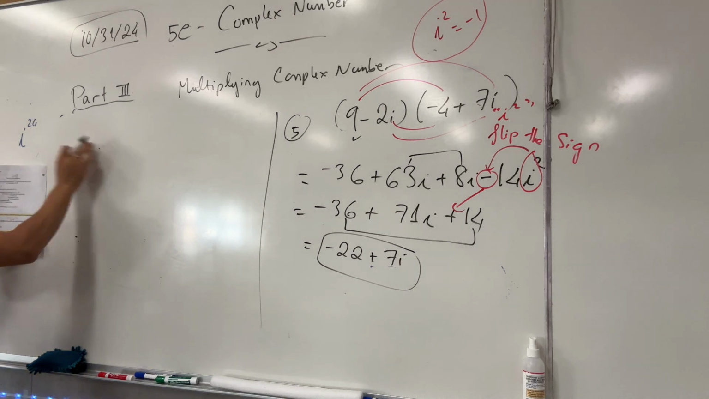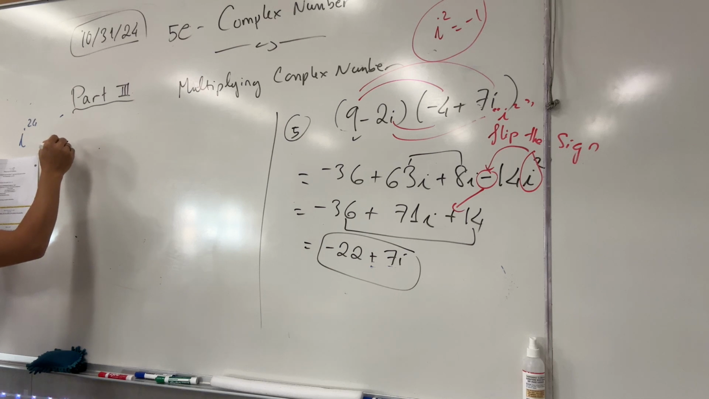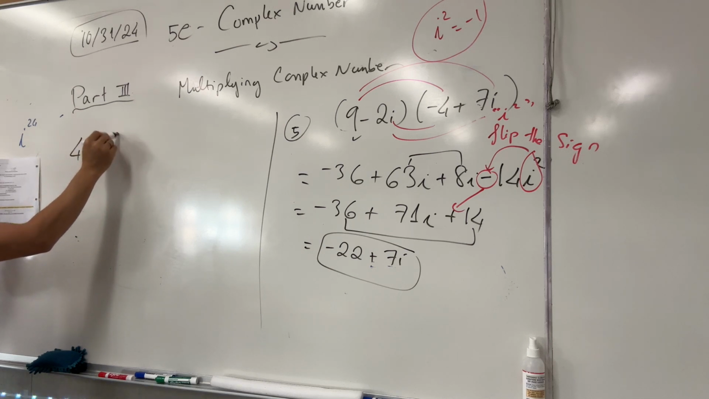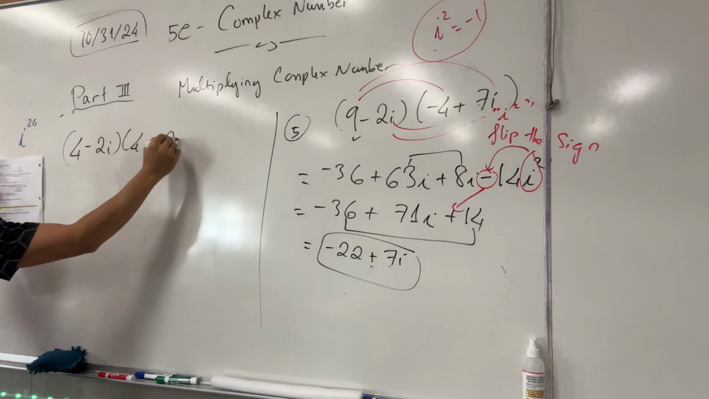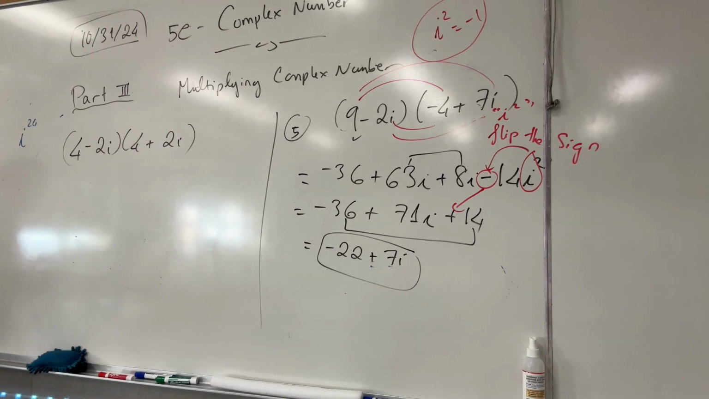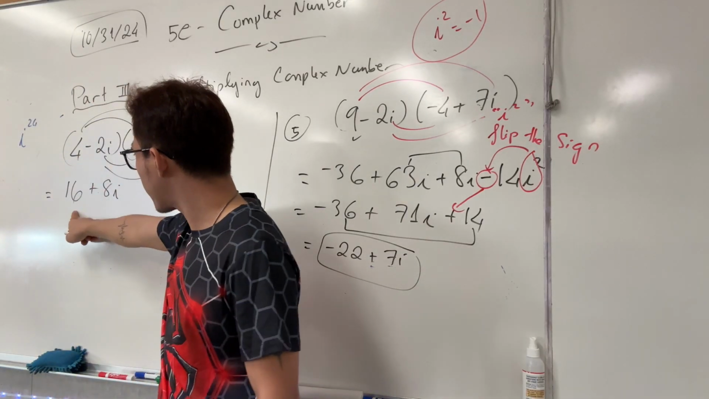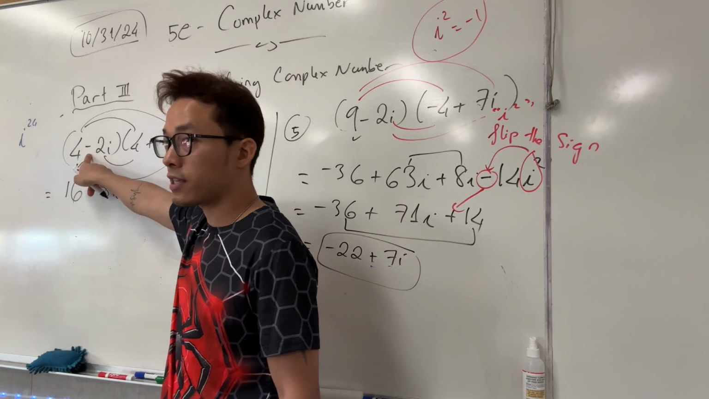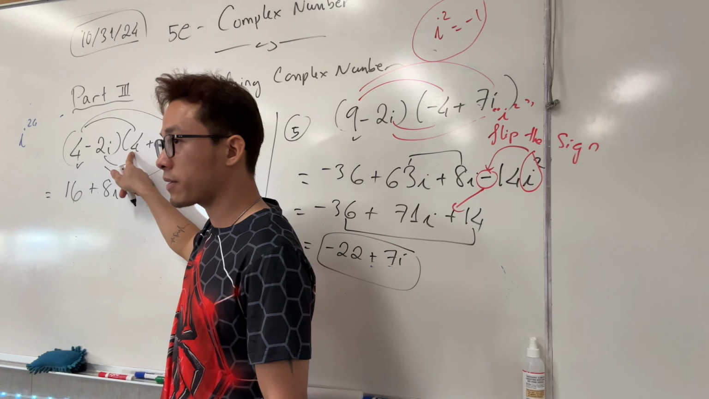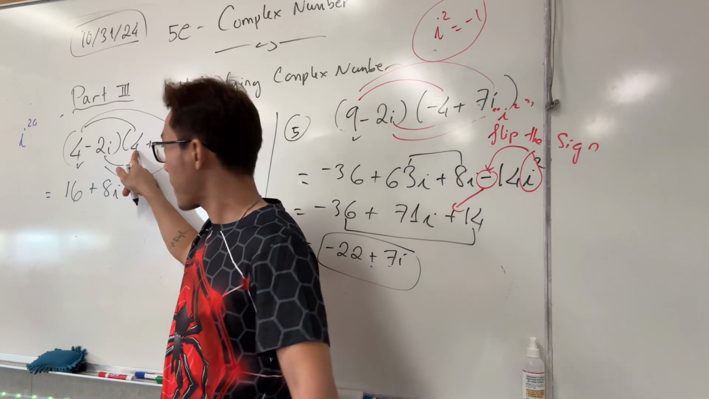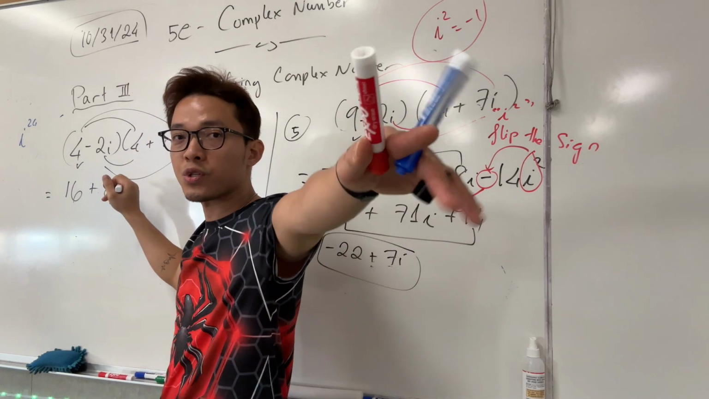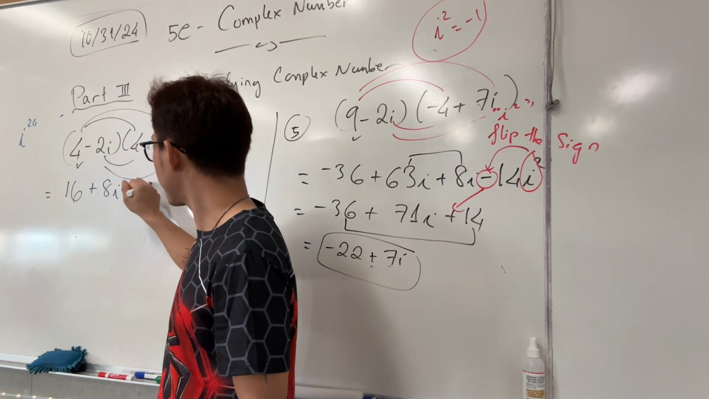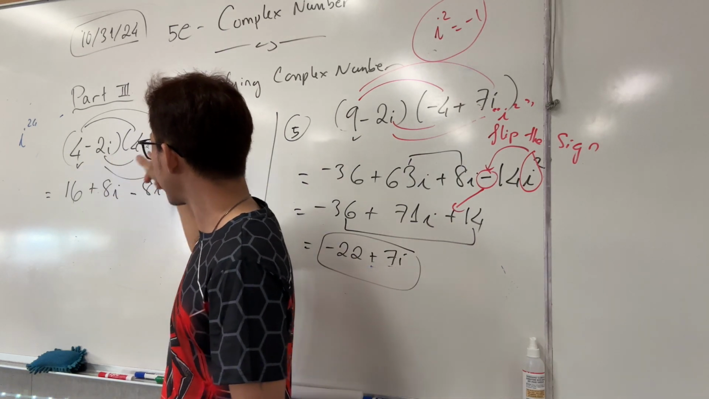All right, last one for this, and then you can do a mini whiteboard to get a point. All right, let's go. 1.5 minutes. So distribute this. 4 times 4 is 16. 4 times 2i is positive 8i. You're done with this, you move on to this here. -2i times 4. Negative 8i. -2i times 2i.